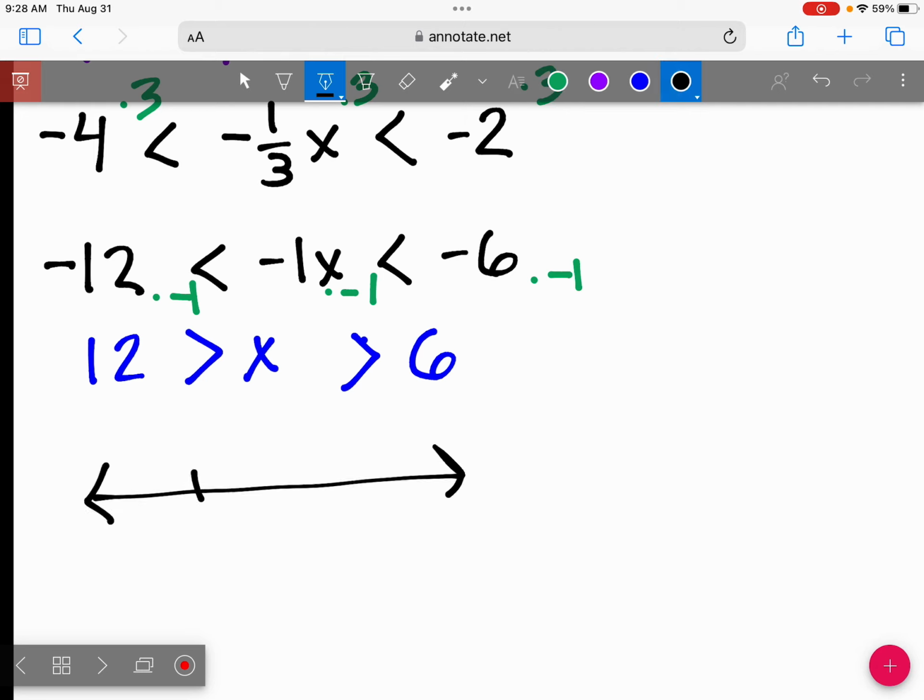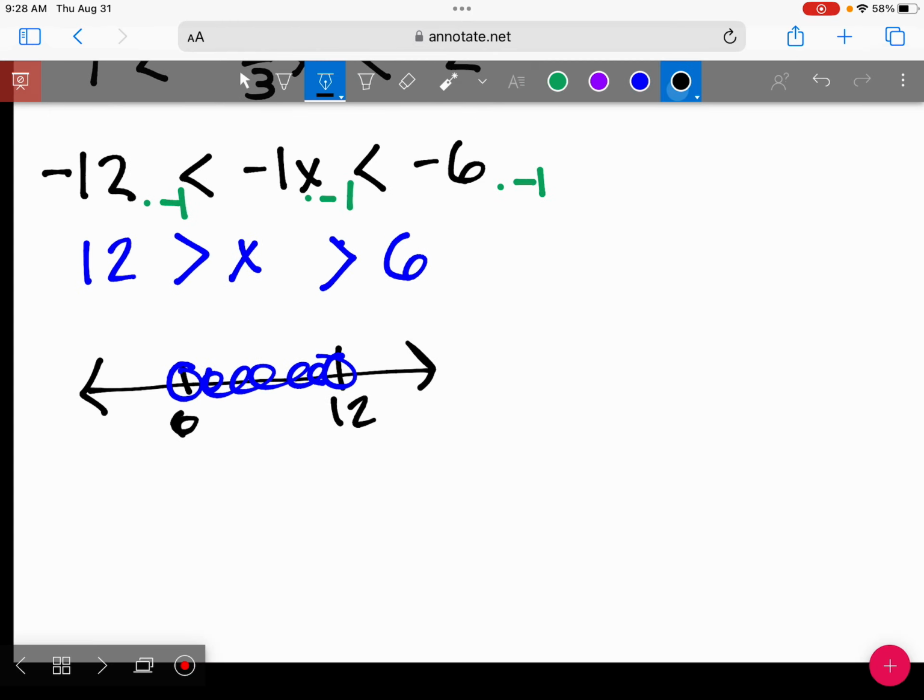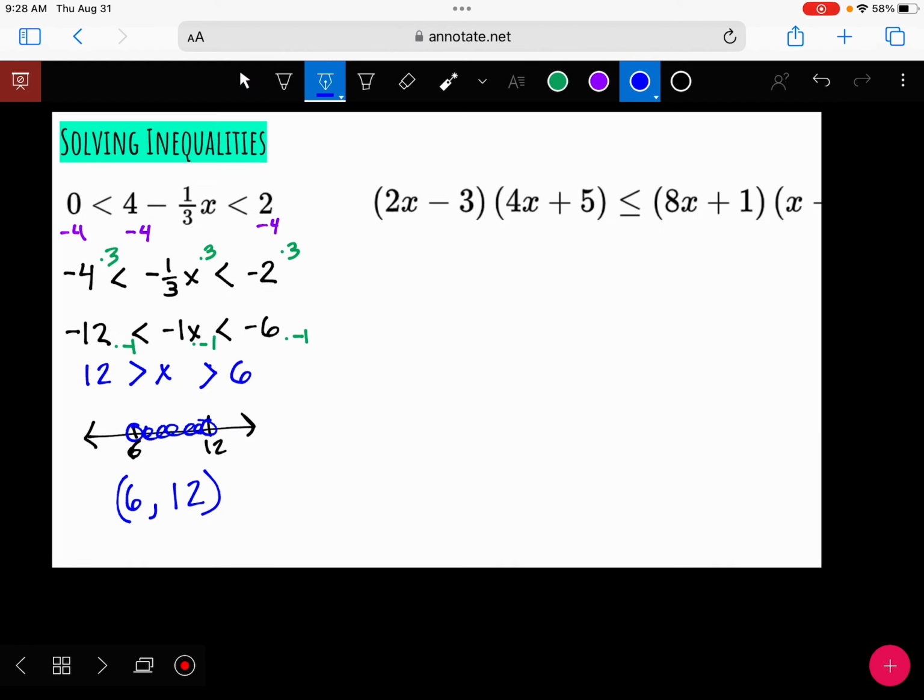So we wind up with 6 and 12, and our x is still between them. So our interval notation is 6, 12, and both in parentheses. We are going to be using interval notation for pretty much all of our answers from here through the end of the chapter. So we're going to be using interval notation bunches and bunches, so get used to it.